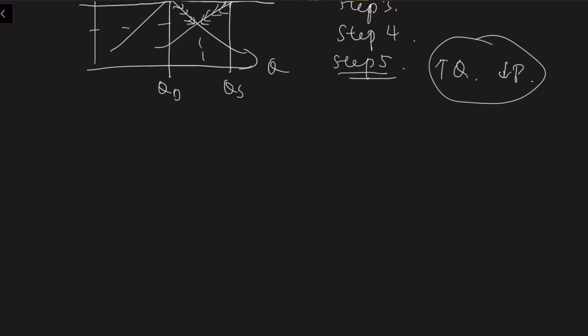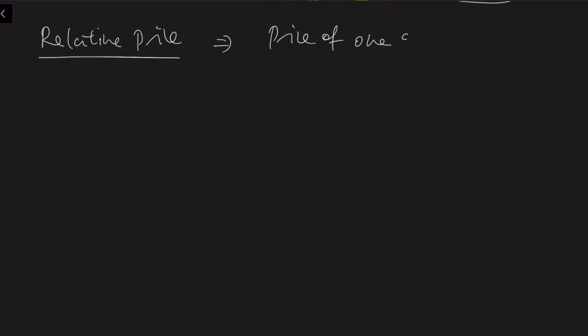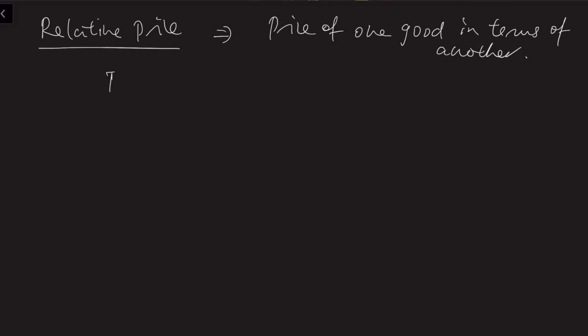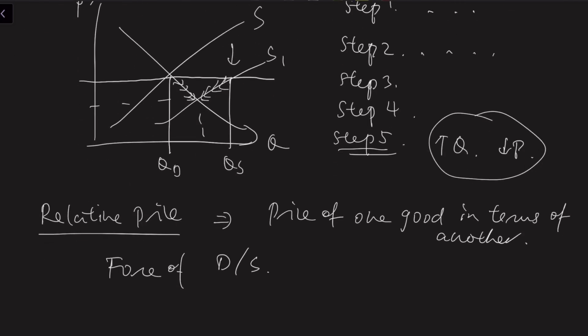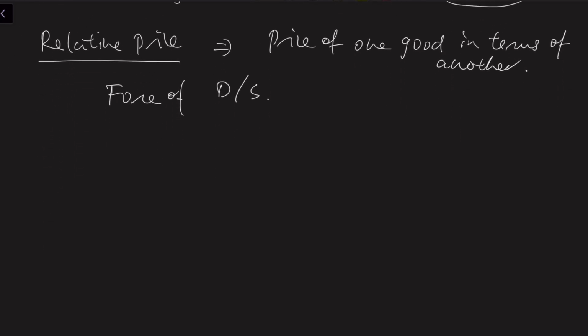So we have mentioned the idea of relative price many times when we are talking about these adjustment processes. And in a free and competitive market, the relative price is just the price of one good in terms of another. And this is determined by the force of demand and supply, which is the whole point of doing the demand and supply analysis.